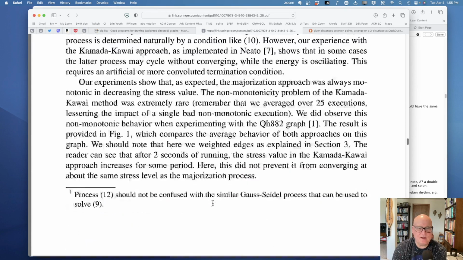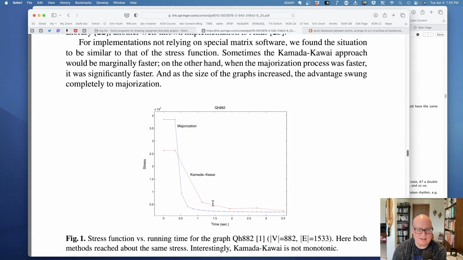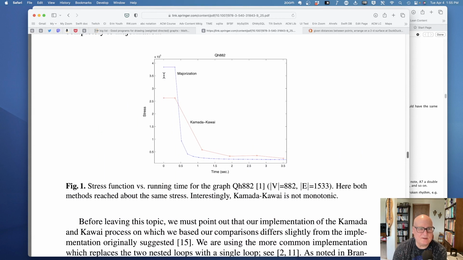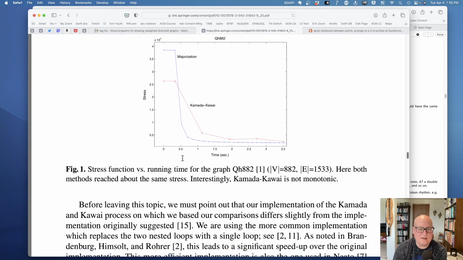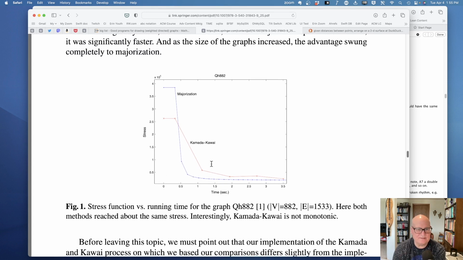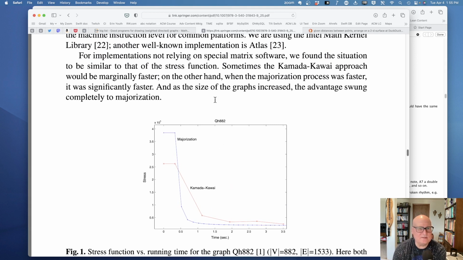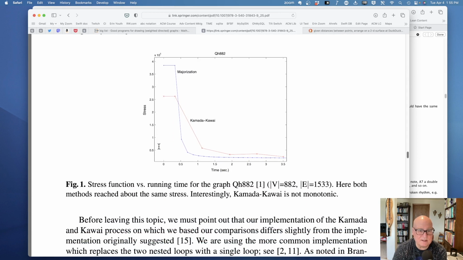So now I don't know if we have some pictures. Sometimes that's nice. How long does it take? Well, majorization seems to drop quicker, but start worse. Time in seconds. That's kind of useless. As the size of graphs increases, advantage swung to majorization. Okay, cool.